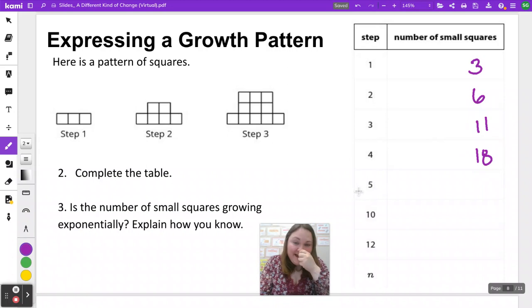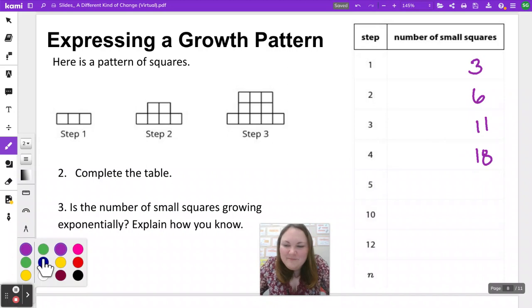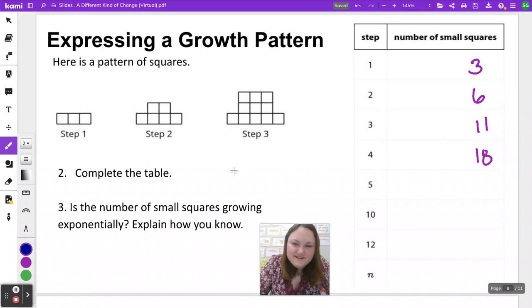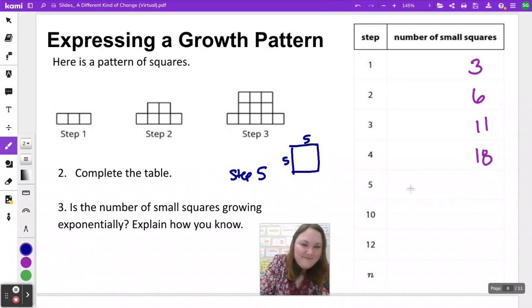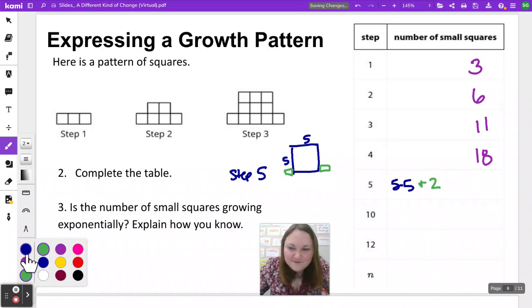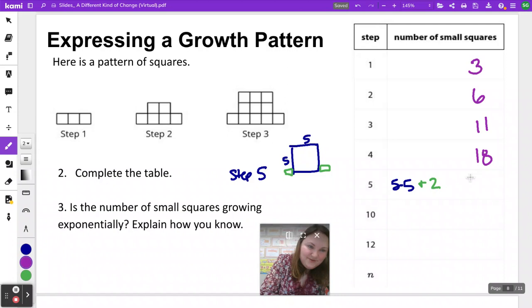For step 5, remember I'm breaking it down into 2 parts. For step 5, I would have a 5 by 5 square. And so to find how many total are in that 5 by 5 square, I'm going to do 5 times 5. But then there's also those 2 on the ends. Every single time there were those 2 that we had to add in. And so to get that total, 5 times 5 is 25, plus 2 gets me to 27.